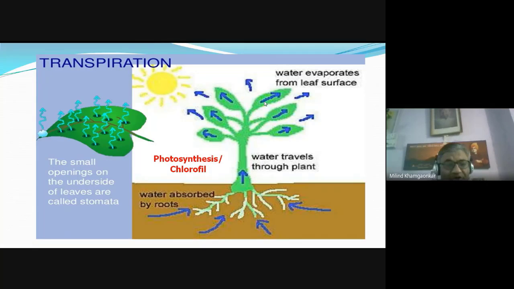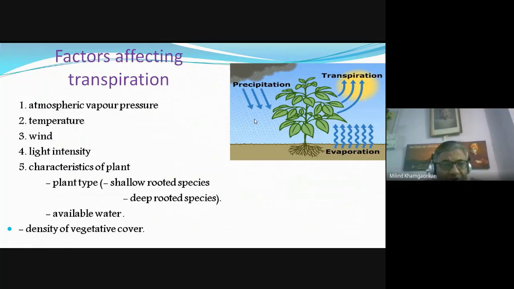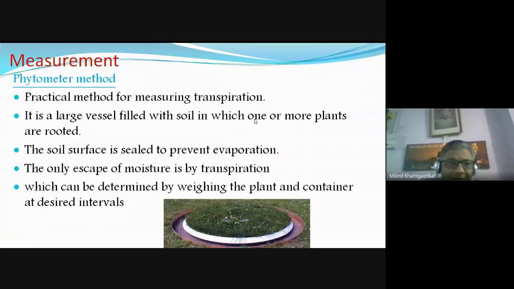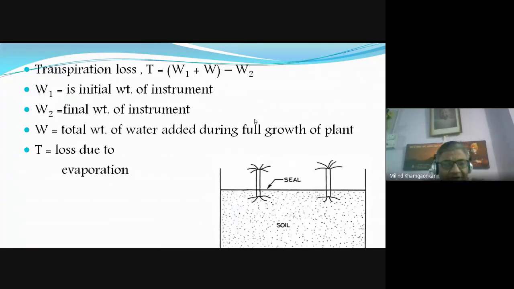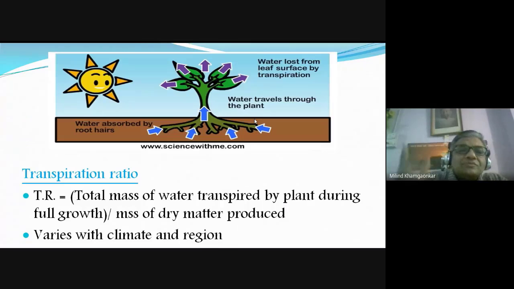So through this process also a lot of water is lost, and therefore transpiration is important. Again, the various factors which affect evaporation also affect transpiration. There are various methods to measure evapotranspiration. One is called the phytometer method, wherein some artificial conditions are created so as to find out the water that has been lost via transpiration.